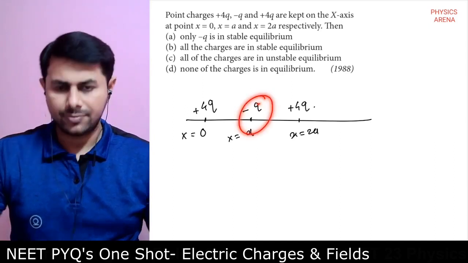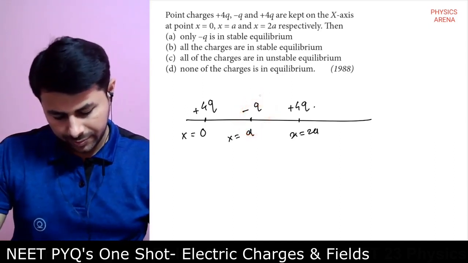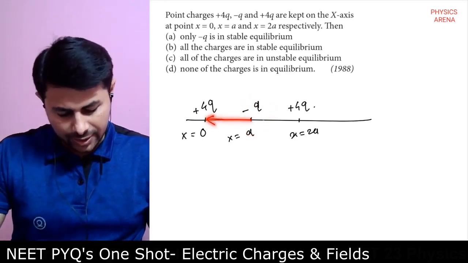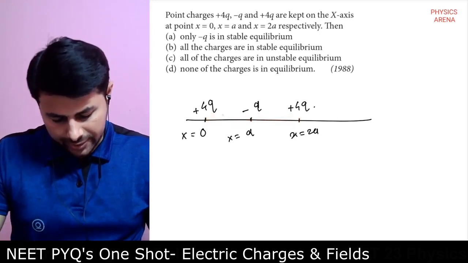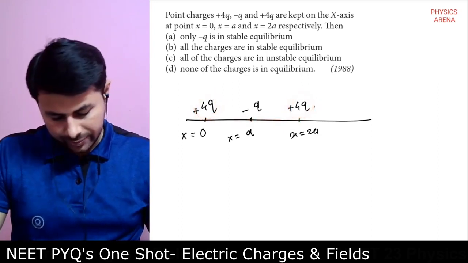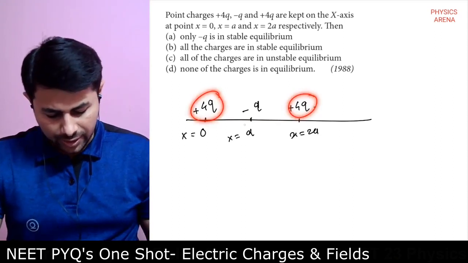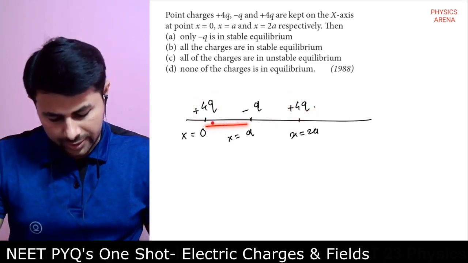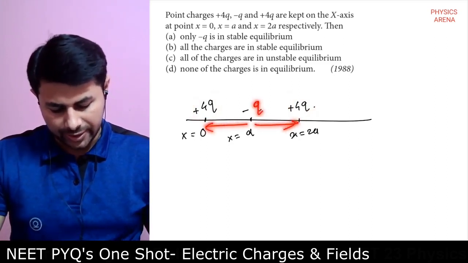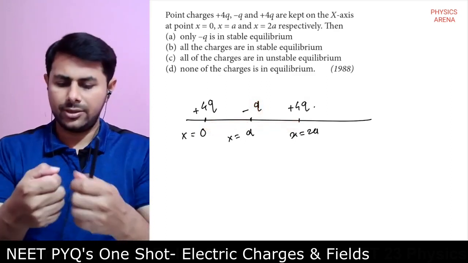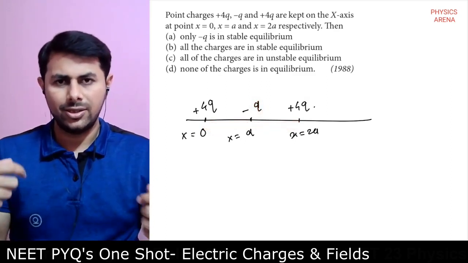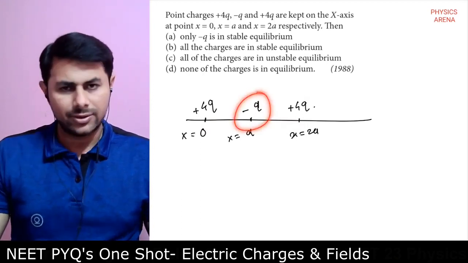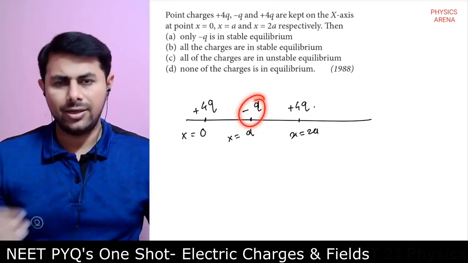But what about this charge? So see, small q is pulled by this charge and it is pulled by this charge. And since these two charges are equal, and the distance is also equal from this charge, what will happen? The net force on this charge is 0. So that means this charge is in equilibrium.